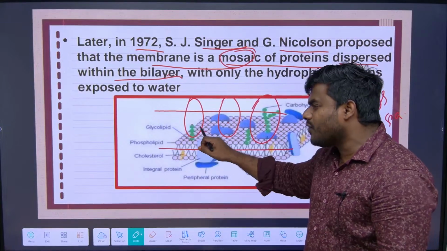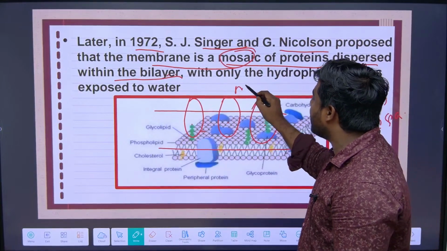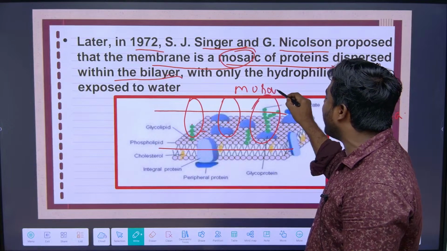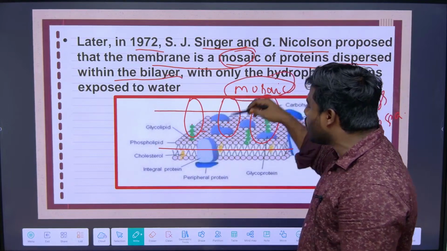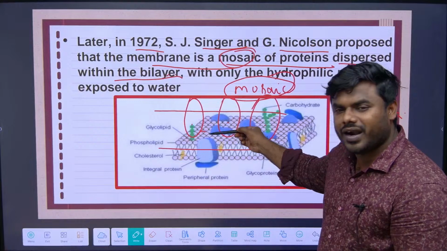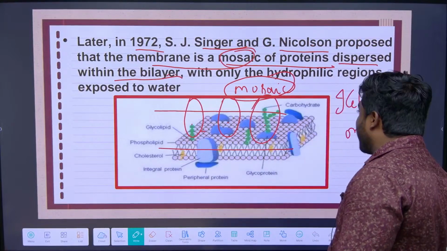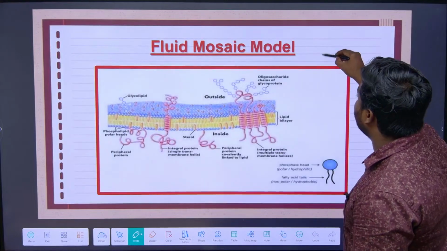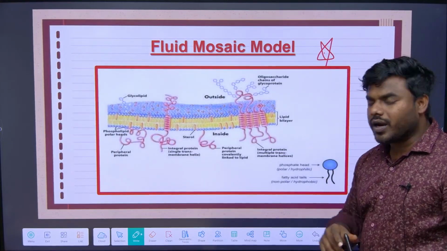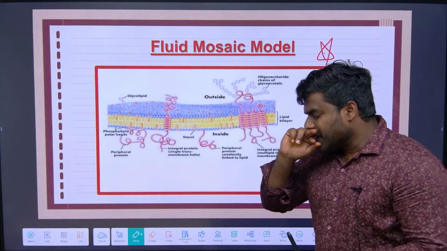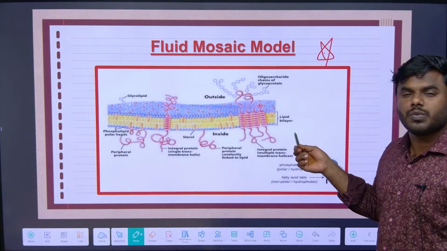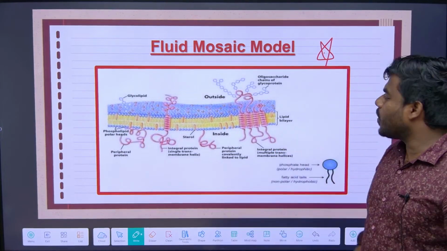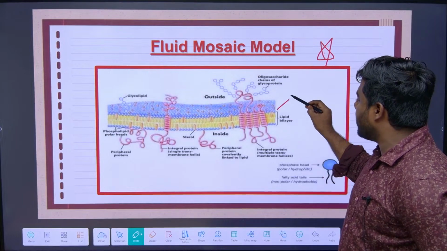All the proteins are of different types. That's why we can call it a mosaic, or a variety, or a different group of proteins embedded within the plasma membrane. Now every student pay attention from this particular slide. According to Singer and Nicolson, this is how the plasma membrane looks like. Everyone, focus on the membrane. How does the plasma membrane look like?